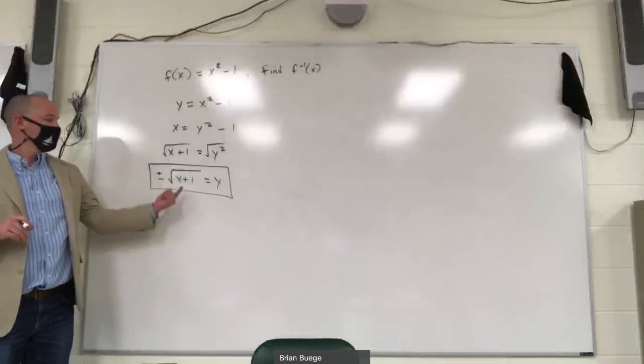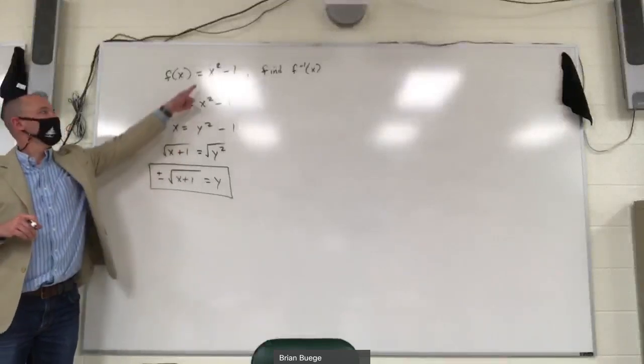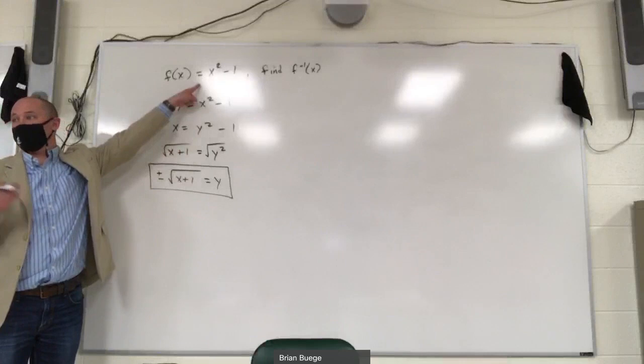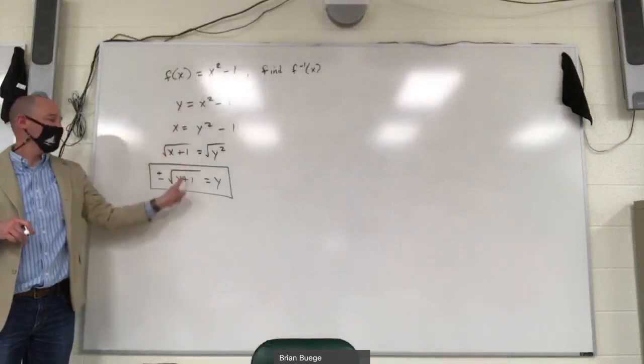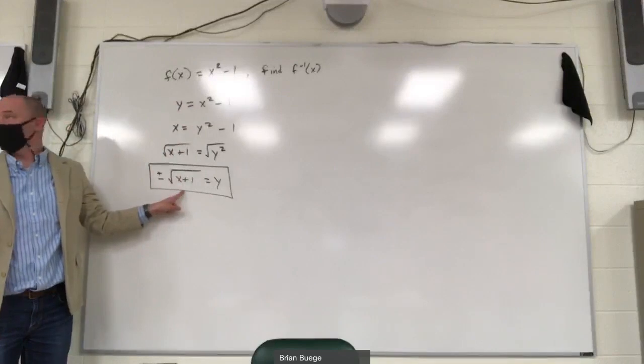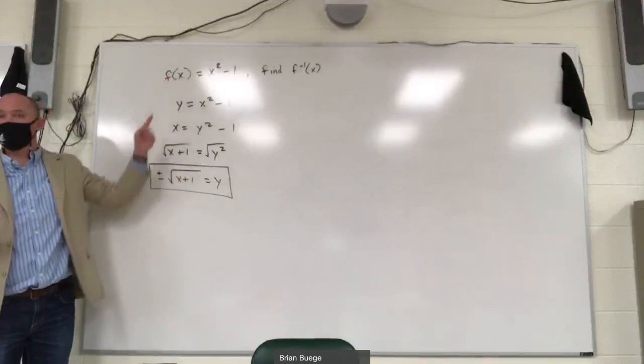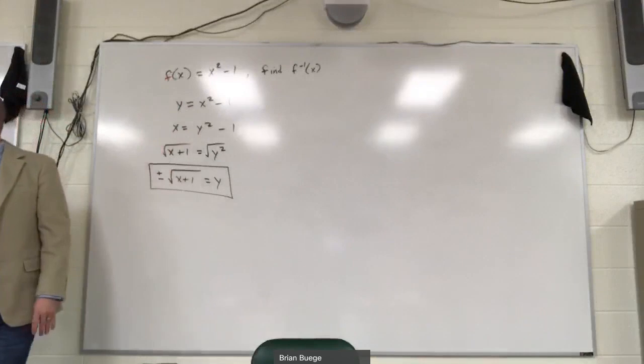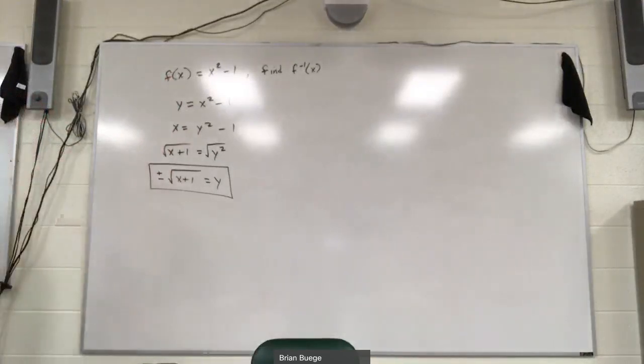Quick question. Are you surprised that since your original function was a quadratic, an x squared, the inverse is a square root? I'm hoping you're not really surprised by that, because square roots and squares are inverse operations of each other. I'm hoping that makes some sense.